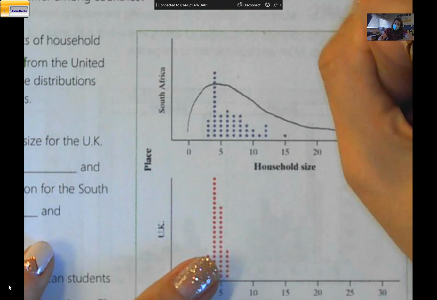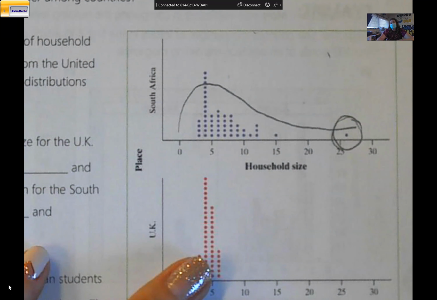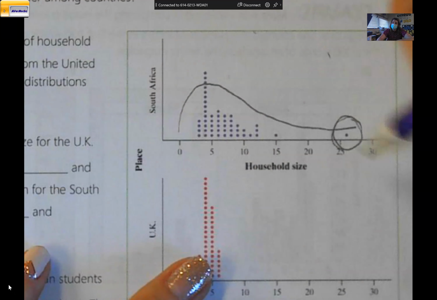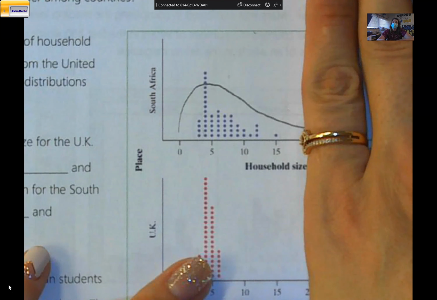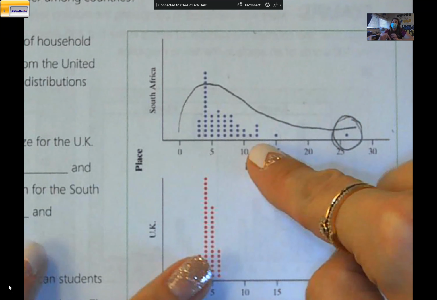And this guy, I'm almost sure that that is a legitimate outlier. And that's part of why the data is right skewed. Even without that outlier, I still would conclude that it's right skewed because this kind of looks like a set of stairs going down.